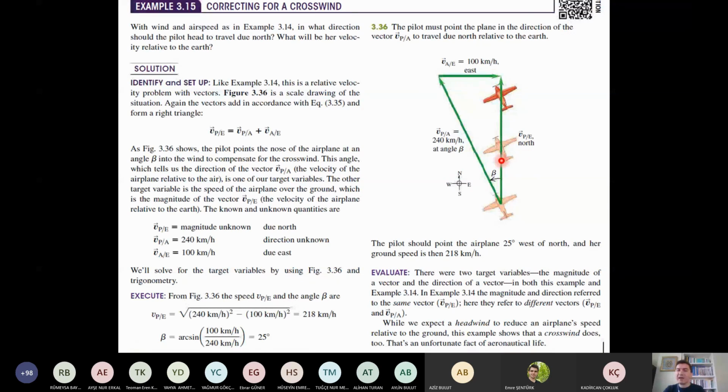And what about this angle? What should be the angle in order to go along this direction? The angle is given by beta is equal to arcsine of 100 km per hour over 240 km per hour. So the result is 25 degrees. Do you have any question here?